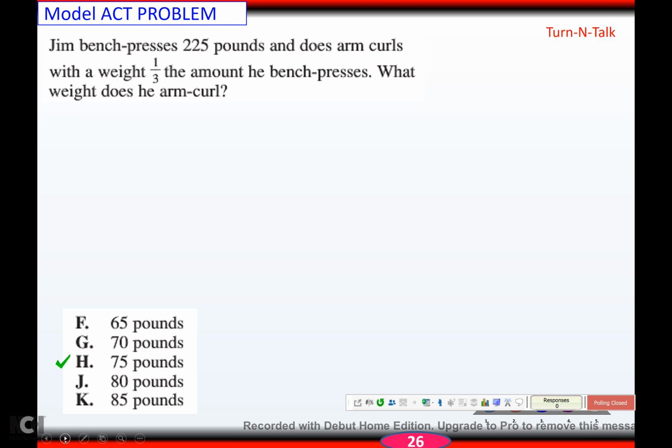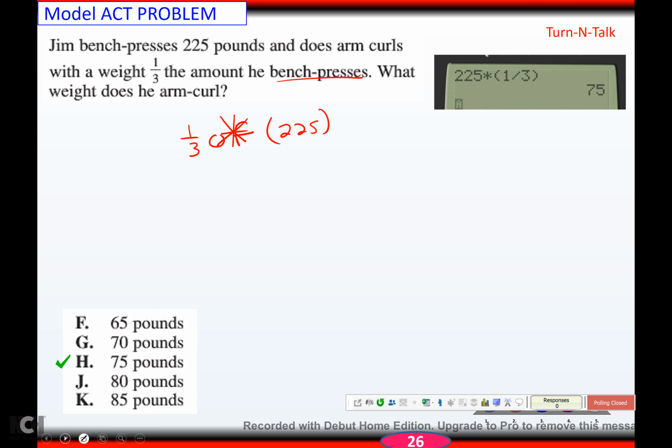Hopefully you got 75 pounds. It says Jim bench presses 225 pounds and does arm curls with a weight 1/3 the amount he bench presses. What weight does he arm curl? He arm curls 1/3 of how much he bench presses, which is 225. That word right there means multiply. So I'm taking 1/3 times 225 and I get 75 pounds.